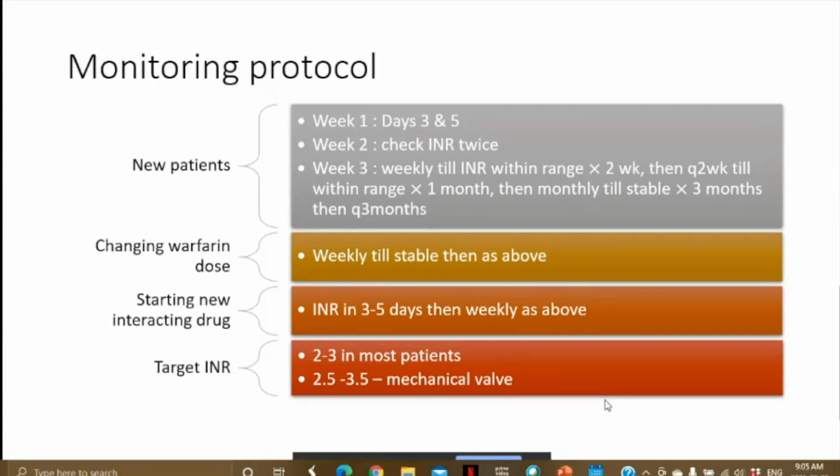So what happens again? Levothyroxine increases the effect of warfarin. So what do we have to do in this situation? Usually we don't have to change the warfarin dose, but at some point we have to adjust the dose. So levothyroxine increases the effect of warfarin, so we have to reduce the warfarin.